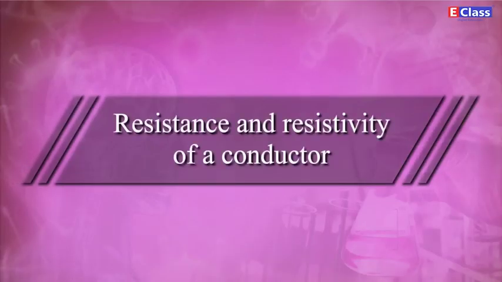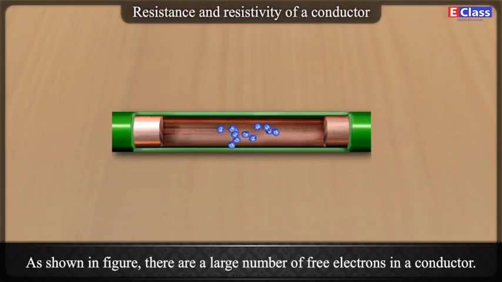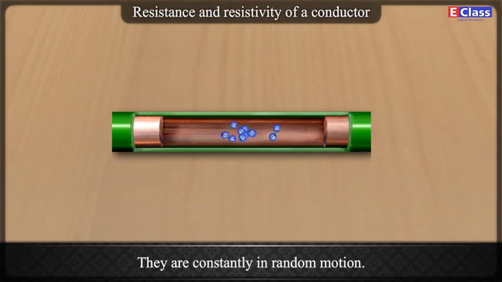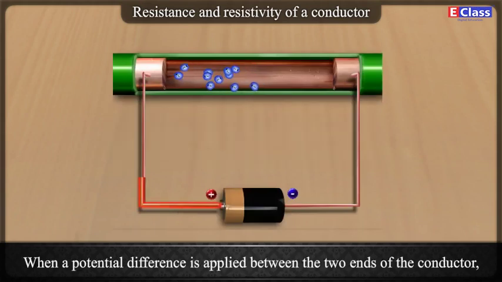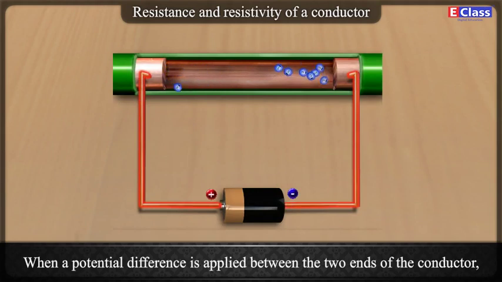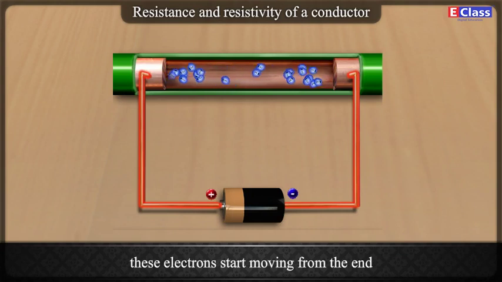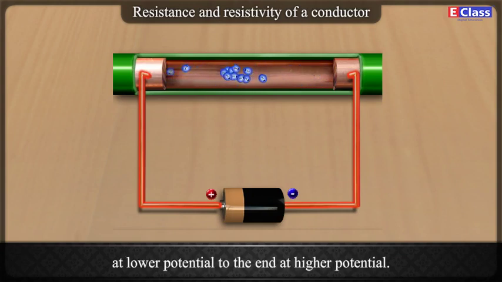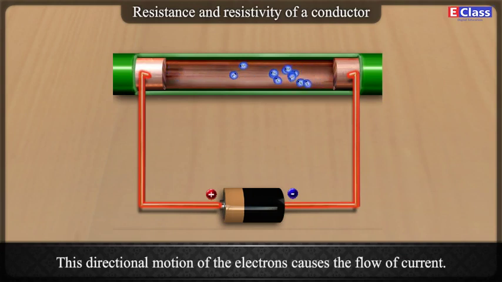Resistance and resistivity of a conductor. As shown in the figure, there are a large number of free electrons in a conductor. They are constantly in random motion. When a potential difference is applied between the two ends of the conductor, these electrons start moving from the end at the lower potential to the end at the higher potential. This directional motion of the electrons causes the flow of current.